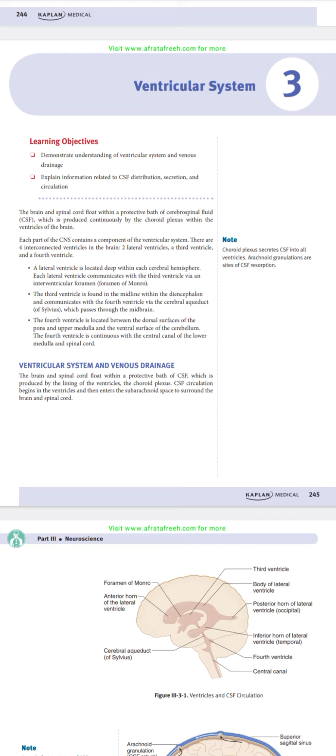In this video we are going to discuss the ventricular system that involves the CSF production. CSF is basically produced continuously by the choroid plexus, which are present within the ventricles of the brain, and there are four ventricles of the brain. There are two lateral ventricles, and then there is a third ventricle and the fourth ventricle.